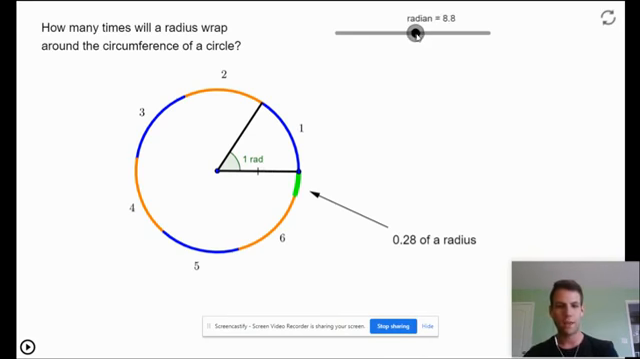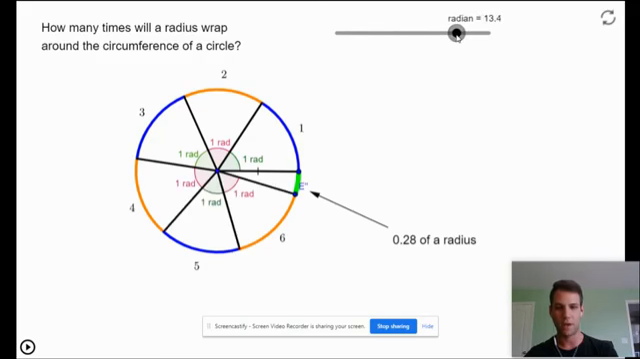So we basically can go all the way around the circle, and we have all of those pieces filled in. So 1 radian would be the angle hitting a 1 radius length arc. And then you have 2 radians, 3 radians, 4 radians, 5 radians, 6 radians, and 6.28 radians.